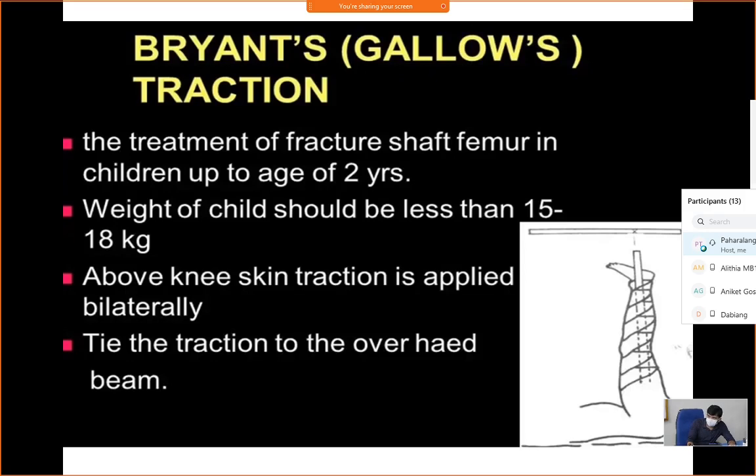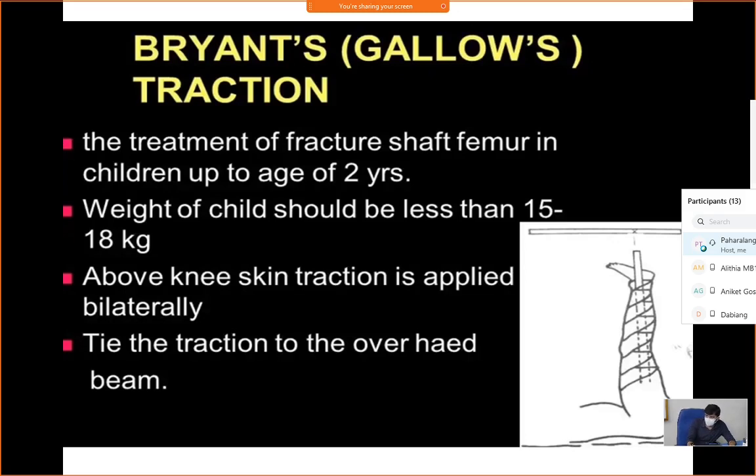This is used in children less than 2 years of age, and above 2 years of age you can go for plaster, hip spica, or surgery. But less than 2 years of age we used to use this Gallows traction. The weight of the child should be less than 15 to 18 kg.